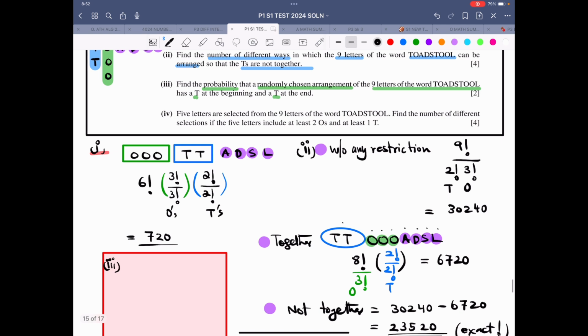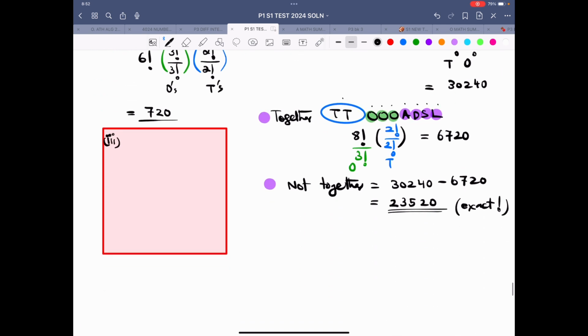So we have a T at the beginning and a T at the end. Let me draw a box over here. A T at the beginning, a T at the end. If a T is at the beginning, it's an identical alphabet. There is one possibility. T at the end, that is also one possibility. 7 factorial is there, divided by 3 factorial for the O's.